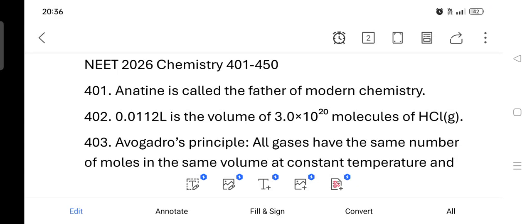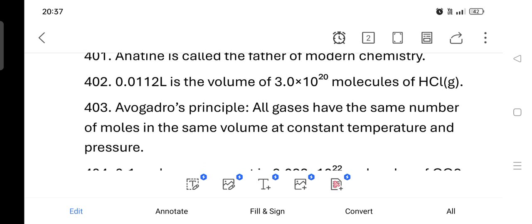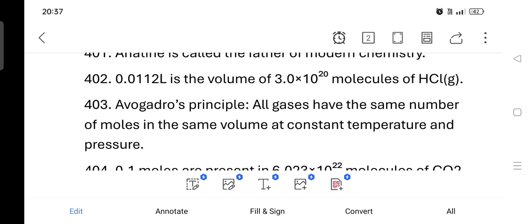Lavoisier is the father of modern chemistry. 0.0112 liter is the volume of 3.0 × 10^20 molecules of HCl gas. Avogadro's principle: all gases have the same number of molecules in the same volume at constant temperature and pressure.